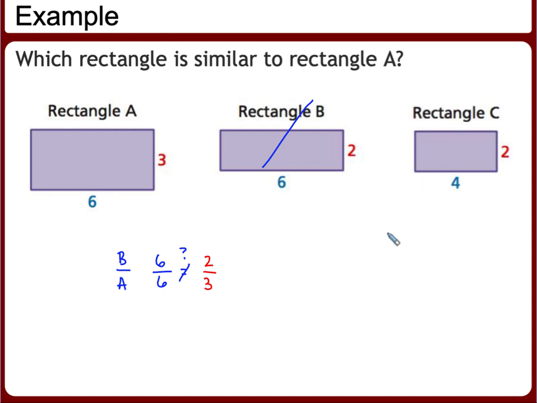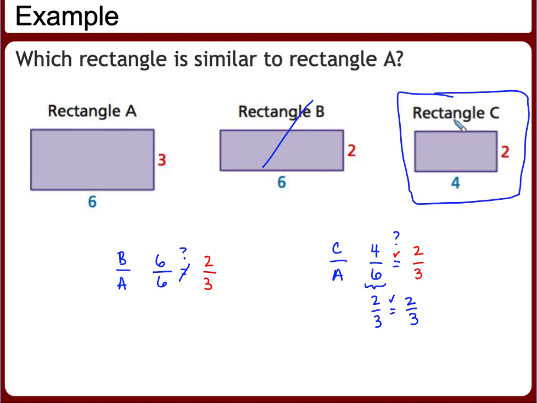So it must be rectangle C, but let's just double check. Let's compare C to A. Looking at the lengths at the bottom, we have 4 to 6. We want to know, is that proportional with the widths on the side, 2 to 3? And I think we can clearly see that 4 over 6 is equivalent to 2 over 3. You could either do cross products, 4 times 3 is 12, 6 times 2 is 12, or simplify 4 over 6 to 2 over 3. All right, so the answer would be rectangle C is similar to rectangle A.